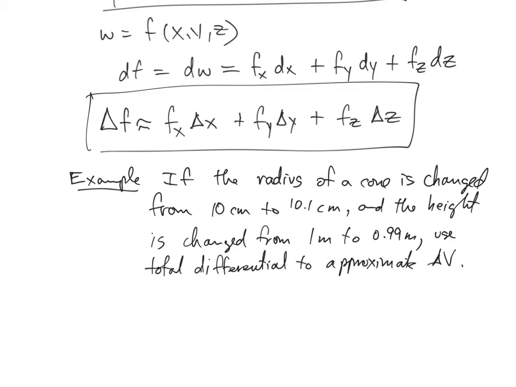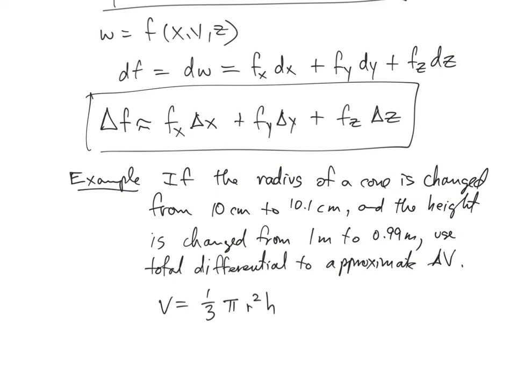So, well, first we need to know the volume of a cone, and you probably don't have that formula on the tip of your brain, but that's what it would be. The volume of a cone is 1/3 pi r squared h, so r is the radius, h is the height. So we've got a function of two variables. The volume is a function of radius and height.